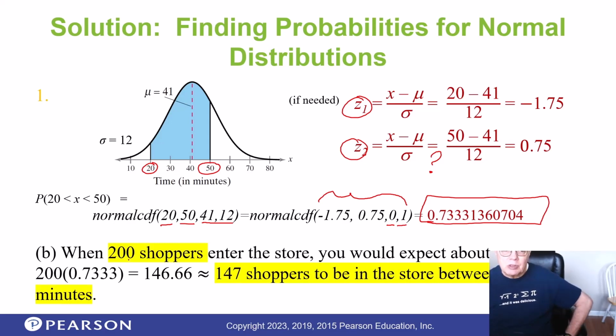And if 200 come in, how many do you expect to stay between 20 and 50? Well, just multiply that probability times 200. And we'd expect about 147 shoppers. Will that be exact? No. It'll probably be more than that or less than that, but we expect to be somewhere in that vicinity.